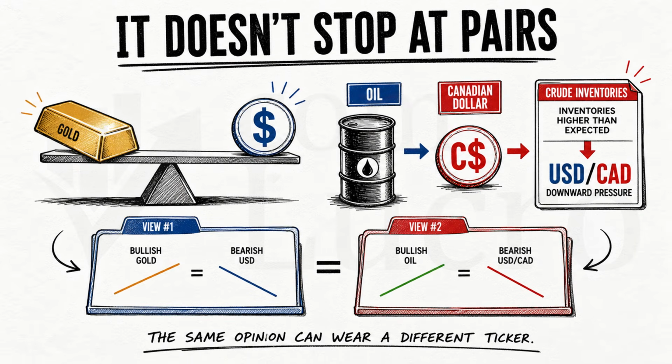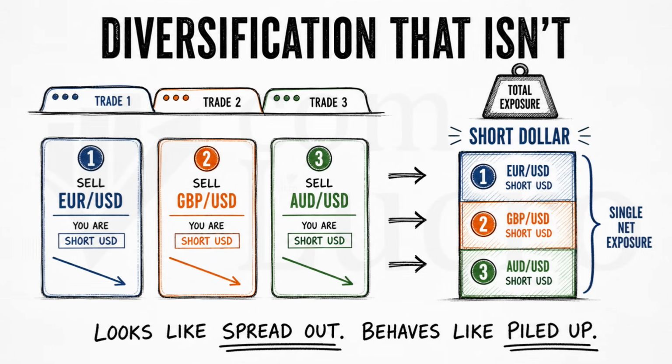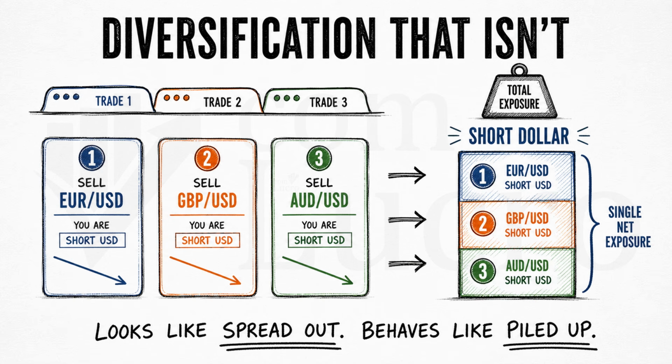Gold and the dollar tend to lean against each other. Oil and the Canadian dollar move together often enough that USD/CAD reacts to a crude inventory number. So if you're long gold on one tab and short the dollar on another, you may be holding the same view twice without ever realizing you did it. Which brings us to the part that actually costs money.